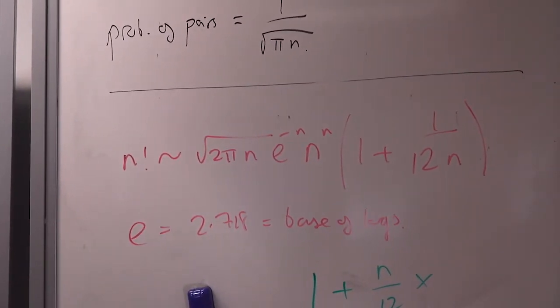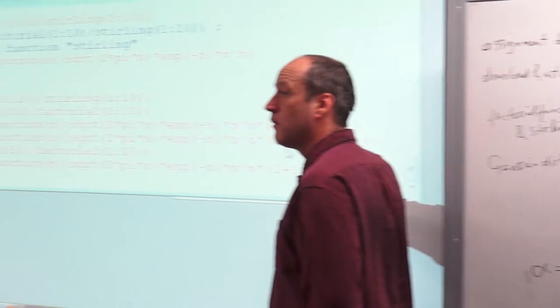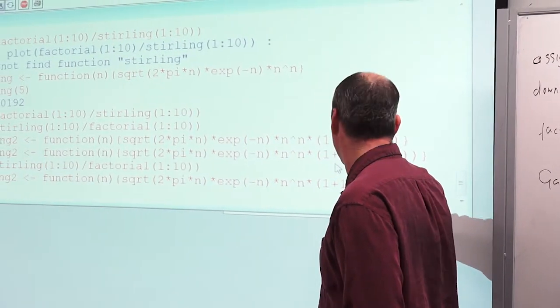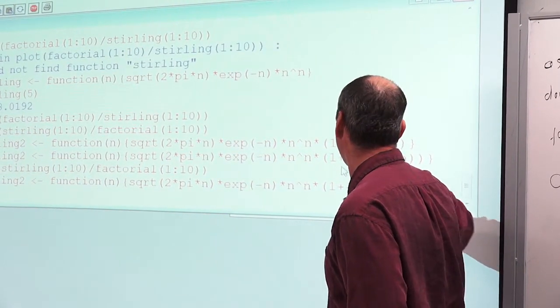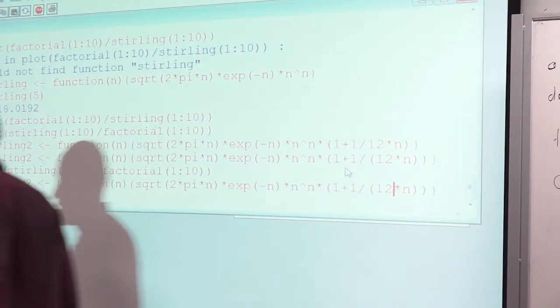That's right, because it's 1 divided by something. What's the something? It's 12n. So it's 1 plus 1 over 12n. So they're going to give you n to the power of n times 1 plus 1 over 12. It would do if you multiplied it all out, but you've got the 1 here as well, so it's not straightforward. Let's have a look at it anyway.